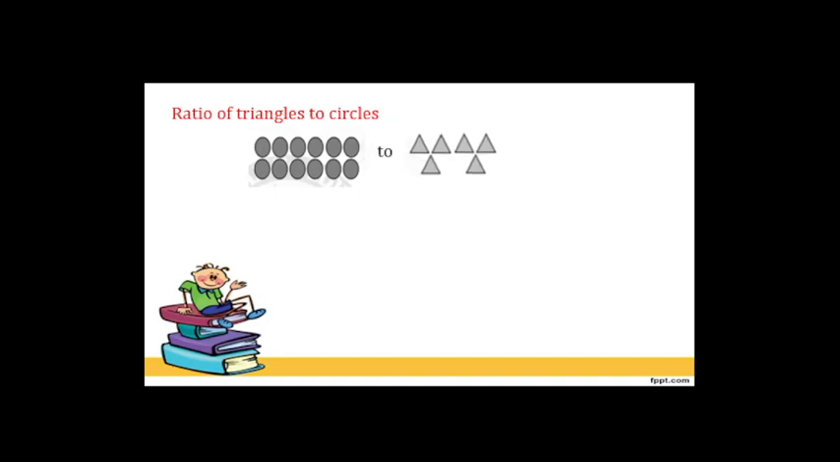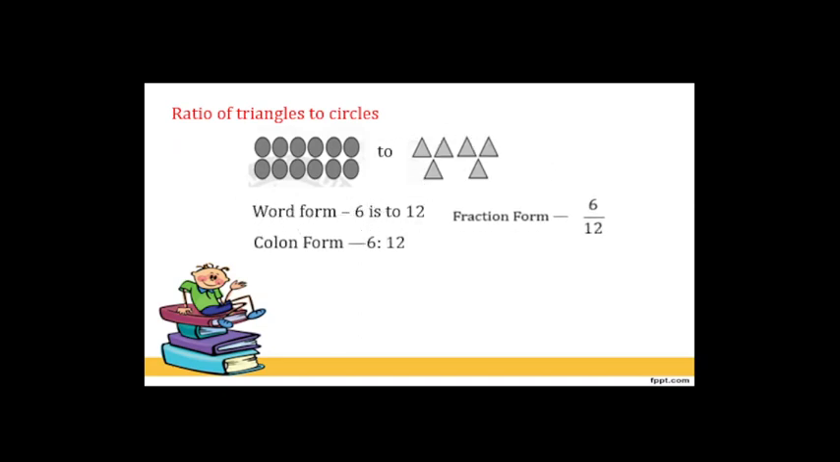This time, let's compare triangles to circles. Again, let me show you the shapes. There are 12 circles and 6 triangles. The instruction is the ratio of triangles to circles. In word form, that is 6 is to 12. In column form, 6 is to 12, and in fraction form, that is 6 over 12.